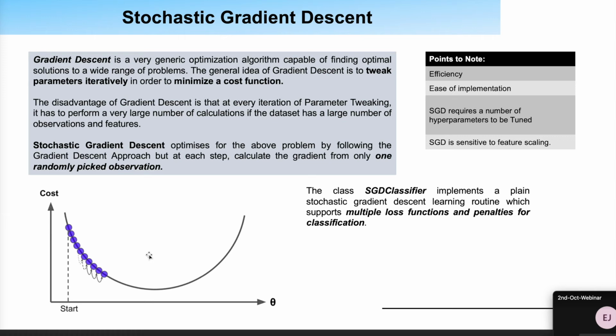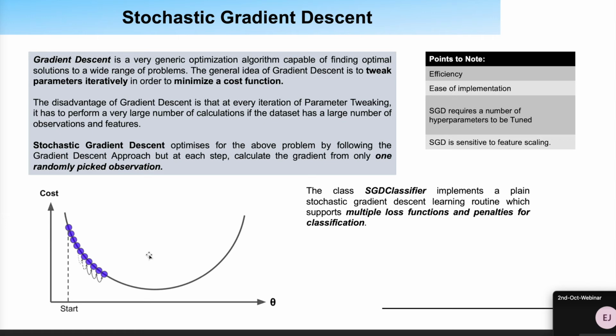Now stochastic gradient descent does the same thing, okay, but it lets the gradient descent process pick up only one observation, a randomly picked observation at a time, for tweaking its parameters and finding out the next gradient and moving towards the minimum value of the cost function, minimum for MSE and maximum for the maximum likelihood function. So that is stochastic gradient descent. Stochastic actually means random. Okay, so stochastic gradient descent is gradient descent.